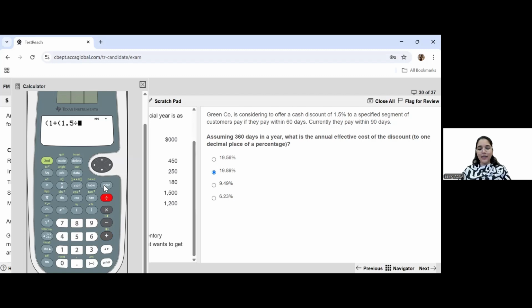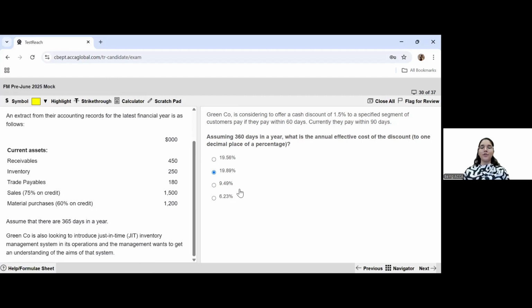1 plus 1.5 divided by 98.5, and this whole fraction gets raised to the power of 360 divided by the days saved, 90 minus 60, which is 30. So this is what you enter. From this, you take away 1 and then you multiply that to get a percentage, and you're going to get 19.89. So this is what your final answer is going to look like.